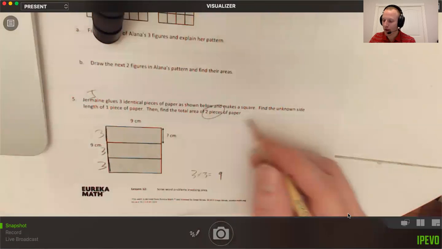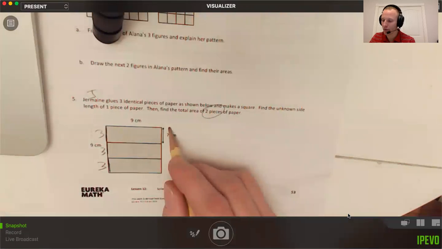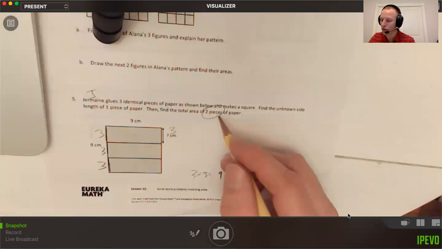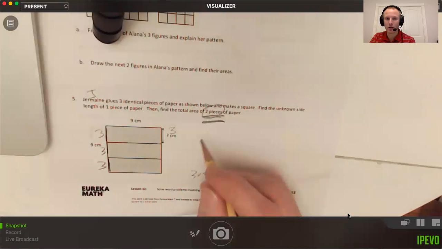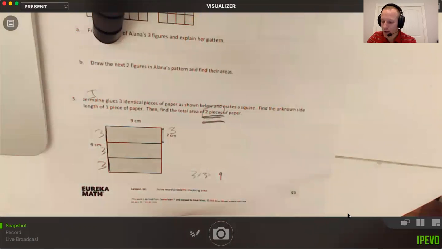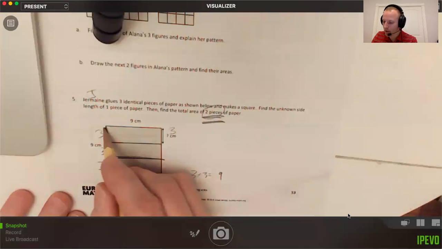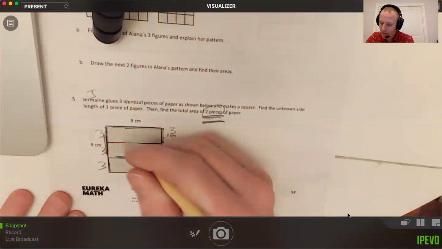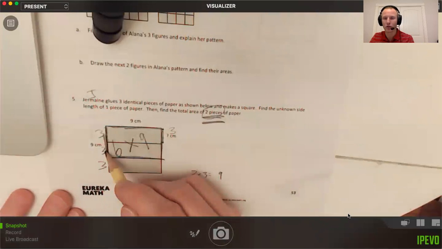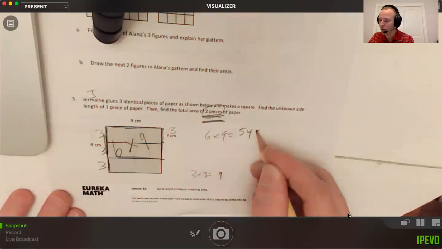So then it says, so I found that, right? I found the missing piece, 3 centimeters. Now I need to find the area of two pieces of paper. There's two different ways to do this. I'll show you both. I'm going to say that's a rectangle all by itself. It's a 6 times 9 because I have my 3 and my 3. I have two 3's, which is a 6. 6 times 9 equals 54 square centimeters.